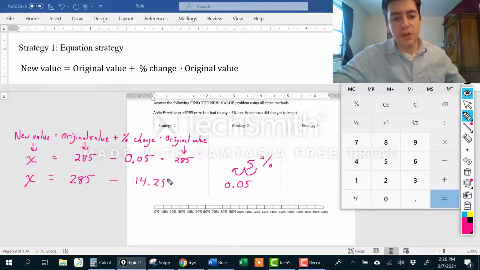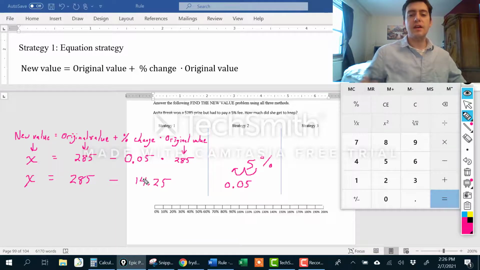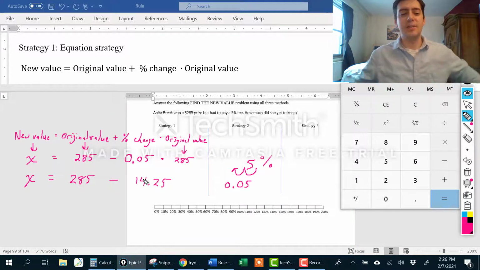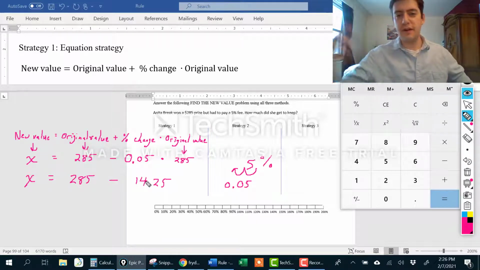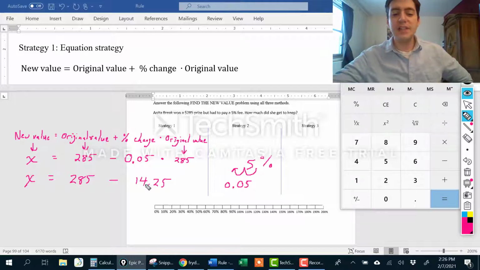Notice I'm using my order of operations here. So I had subtraction here and I had multiplication here. We do multiplication before we do subtraction, right? So that's why I multiplied these things first. And I want to ask you, so think about it, even though this is a video and you can't actually tell me, what does this 14.25 represent? What is that? Okay, that's the fee that Anita had to pay. She had to pay $14.25 out of the $285 that she got in the first place.